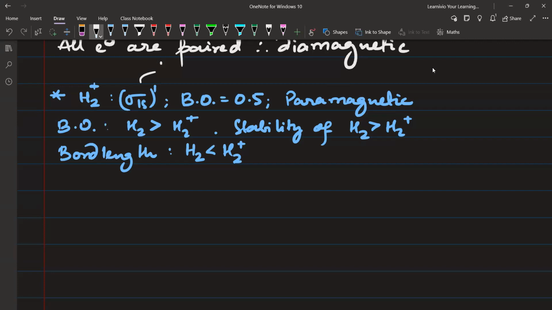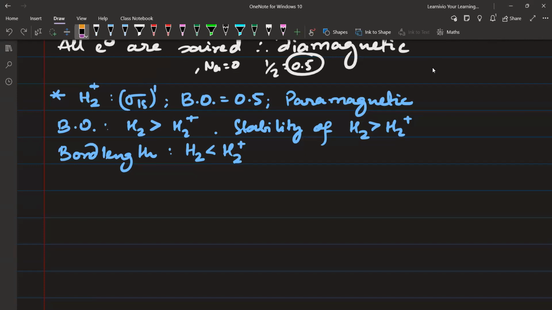The number of bonding is equal to 1. The number of anti-bonding will be equal to 0. So this is the bonding molecular orbital, right? We have only one electron here. Nb minus Na will be 1, divided by 2, will be equal to 0.5. Make sense? Yes, sir.